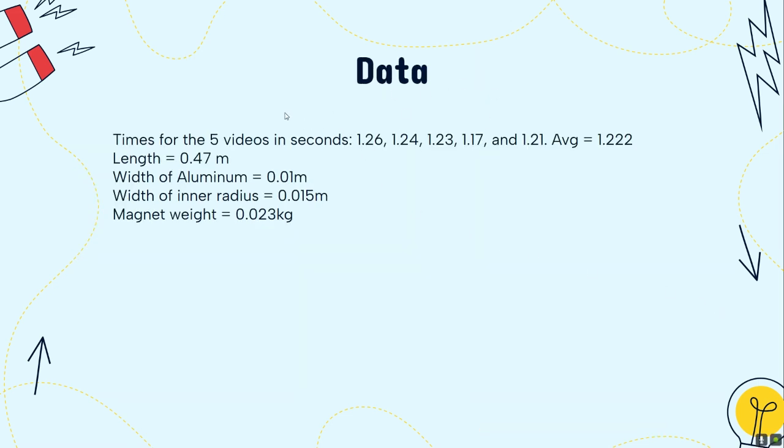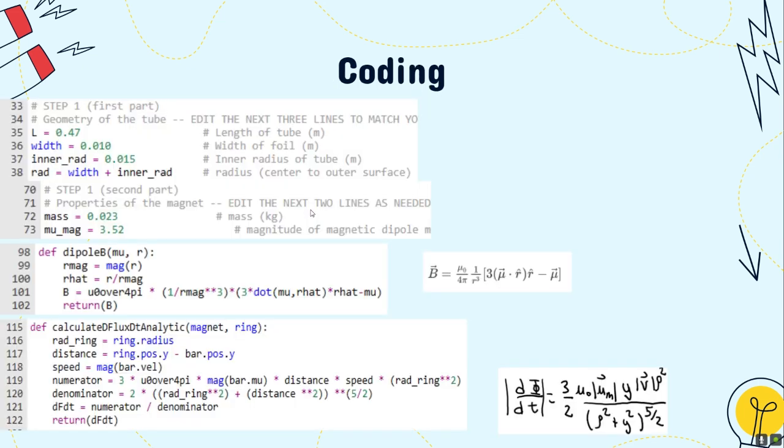Okay, data. This is the times for the 5 videos in seconds, and then I averaged it to get 1.222 seconds. Length was 0.4 centimeters. The width of the aluminum was 0.01 meters. The inner radius was 0.015 meters, and the magnet's weight was 0.023 kilograms.